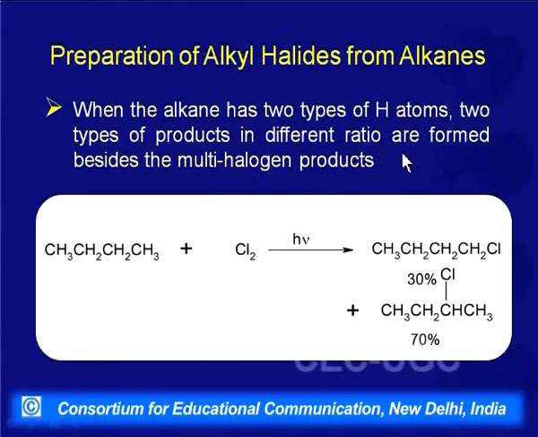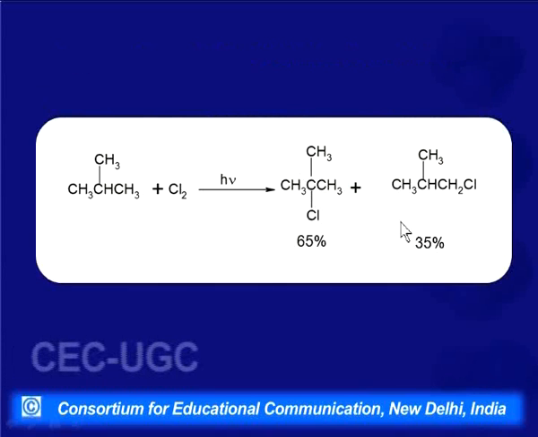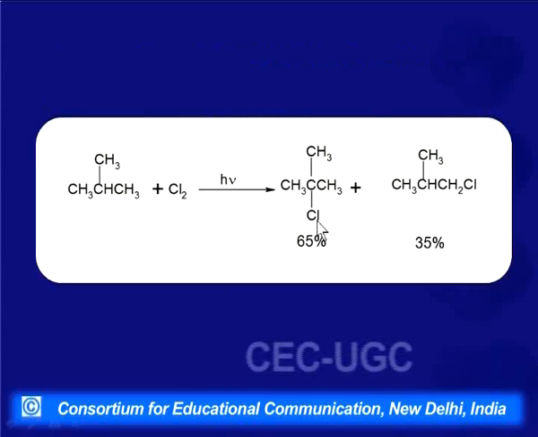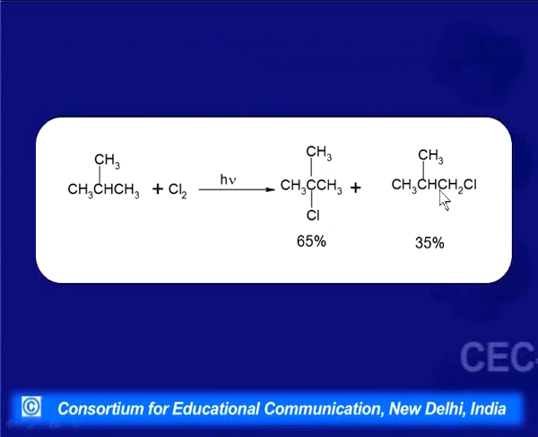When the alkane has two types of hydrogen atoms, then two types of products are formed, which are obtained in different ratios. Here we see that since there are so many carbon atoms and hydrogen atoms, there is a possibility of formation of a primary or a secondary product also. But as we shall see later, the secondary products are more stable as compared to primary products. Therefore, the secondary product is formed in larger amount as compared to the primary product. Similarly, a tertiary product takes priority over a secondary product.